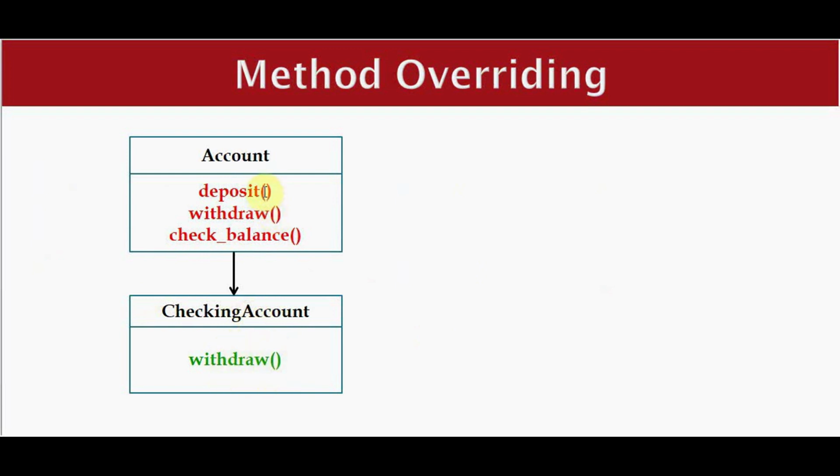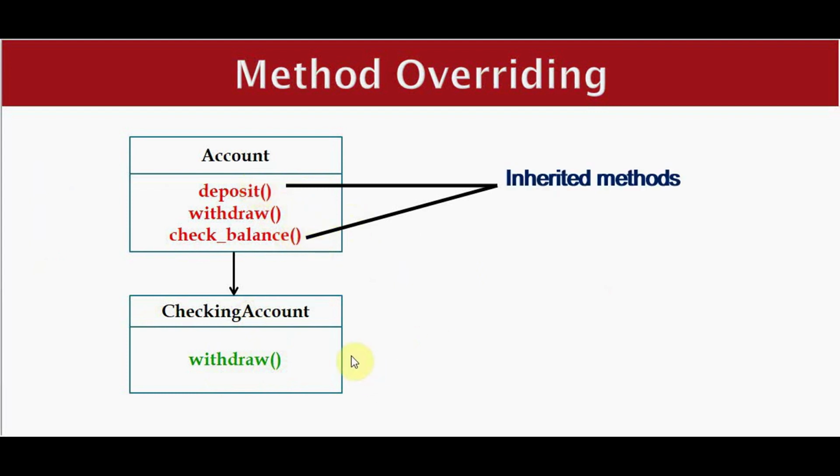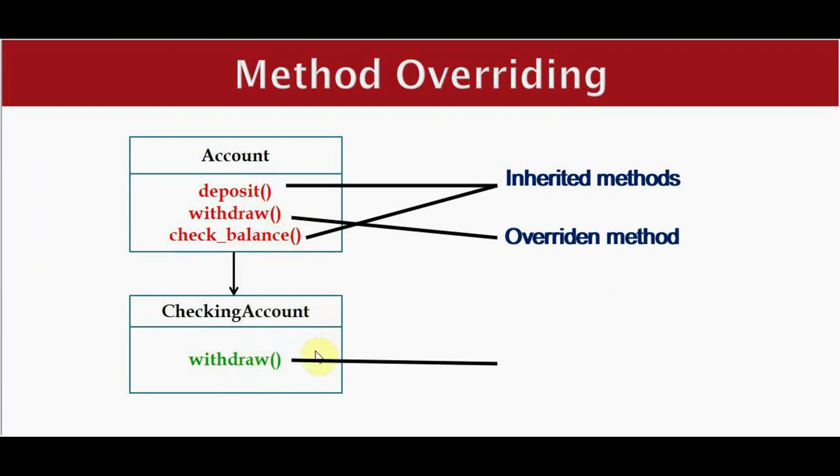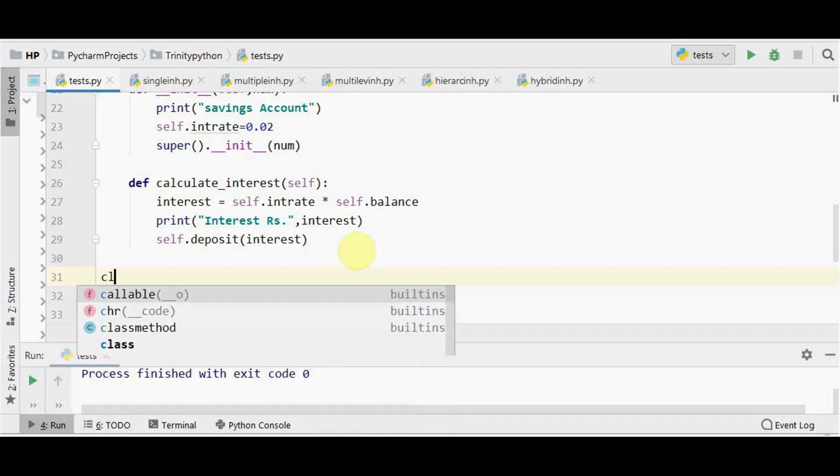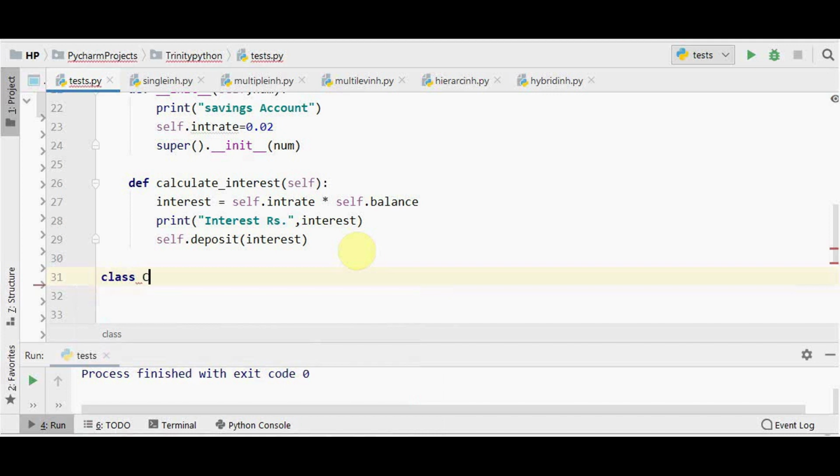In the parent class, deposit and check balance, these two methods are inherited in the subclass checking account, whereas the withdraw method in the parent class is overridden and the withdraw method in this checking account class is the overriding method. We are going to modify the withdraw method in the checking account. So we will define a derived class checking account derived from the base class account.